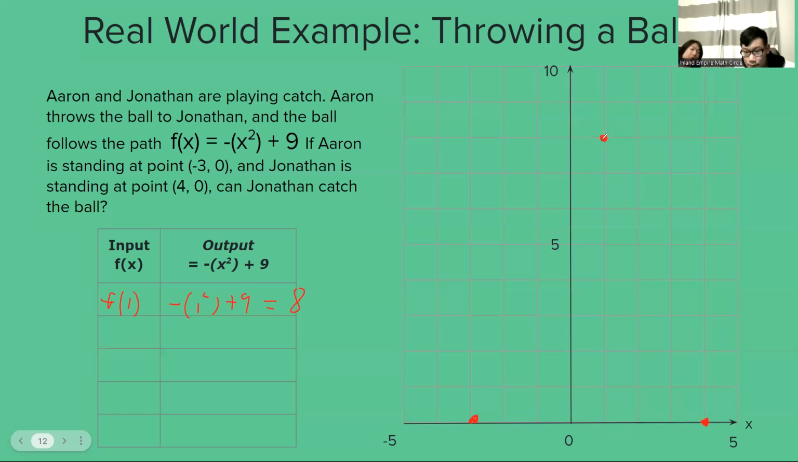So what other points can we do? You have another guess? All right, so we can do many more points in between where Aaron and Jonathan are standing, right? And that would give us a look at what the shape of this graph is. But we can go back to think about what the problem is asking us. And it's asking us, can Jonathan catch the ball?